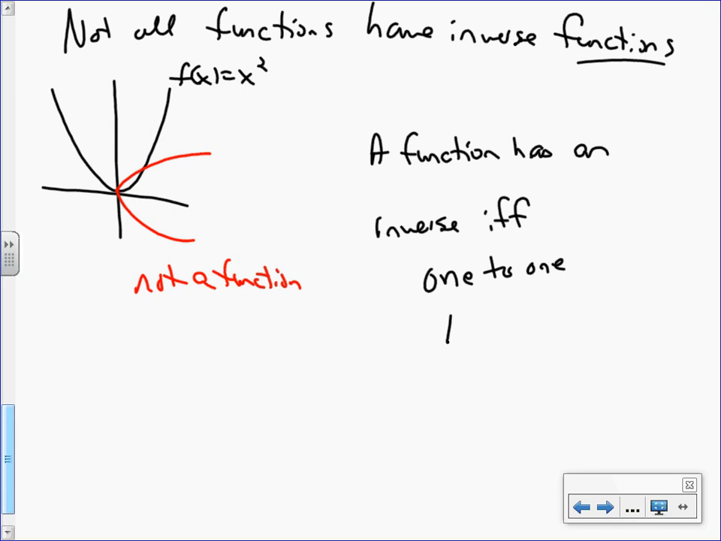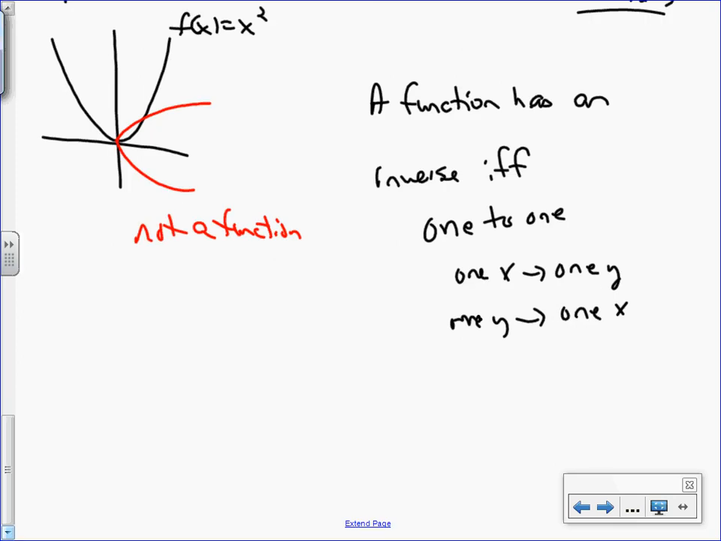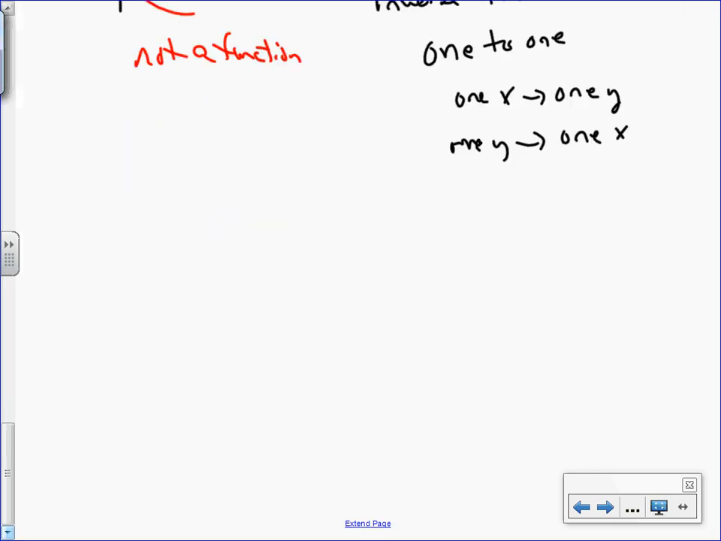And that means 1 x takes you to exactly 1 y. And it also means 1 y takes you to exactly 1 x. Okay? So functions only say that 1 x can take you to exactly 1 y. They allow two different x's to have the same y value. In order to have an inverse, that cannot be. And there's a really, really super easy way of telling that graphically, or visually.